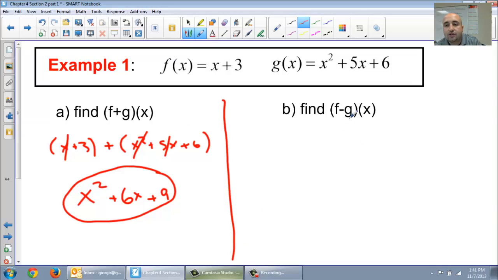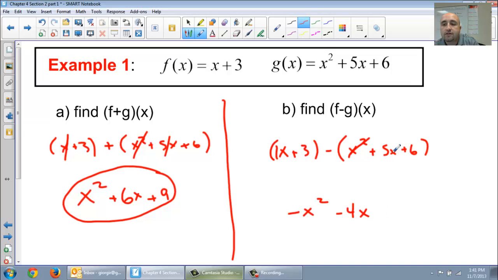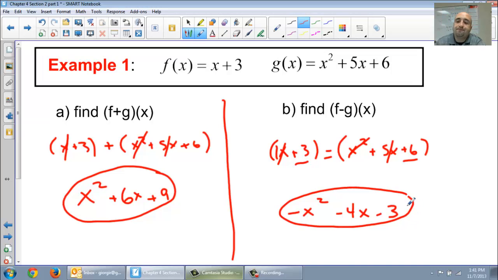All right, now the next one says to subtract f minus g of x. So f is x plus 3. We're going to subtract x squared plus 5x plus 6. All right, so let's start with the highest exponent. It says minus x squared, so negative x squared. X minus 5x. So this is 1x. 1x take away 5x is negative 4x. And then I have a 3 minus 6. 3 minus 6 is negative 3. Okay. I don't think that's too hard for you. I think you'll be okay with that.